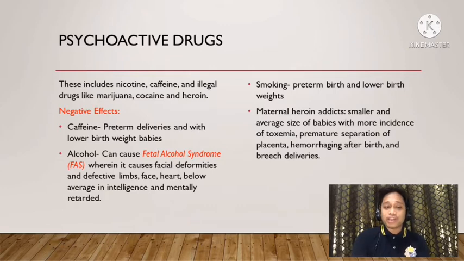This results in smaller than average size babies with more incidence of toxemia, premature separation of the placenta, hemorrhaging after birth, and breech deliveries. So here, if the mother is addicted to drugs like heroin and cocaine, expect that it will give severe negative effects not only to the mother but also to the baby.